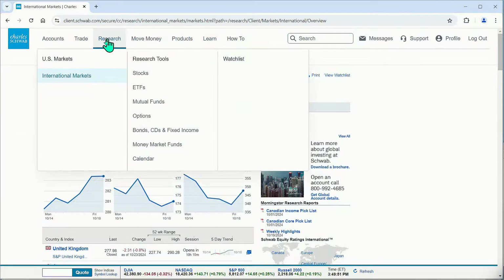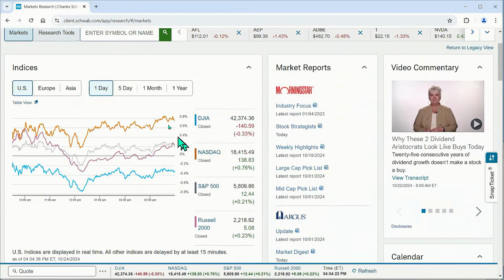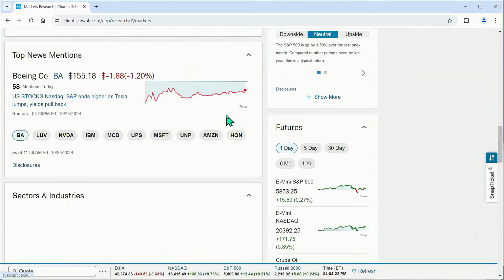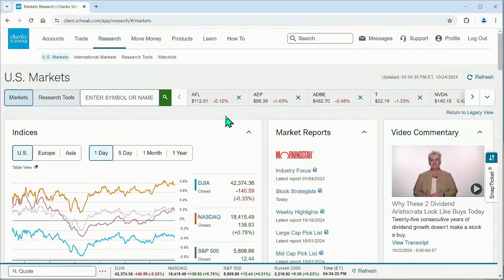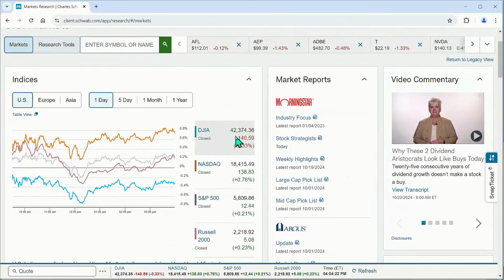Let me go to research, and I'm going to click on U.S. markets. Okay, here's U.S. markets. We can see how the U.S. markets have done today, but I'm going to scroll down on this page a little bit. By the way, there's just a lot of stuff on the Schwab platform. So scroll on down, scroll below the fold, so to speak, as I say.